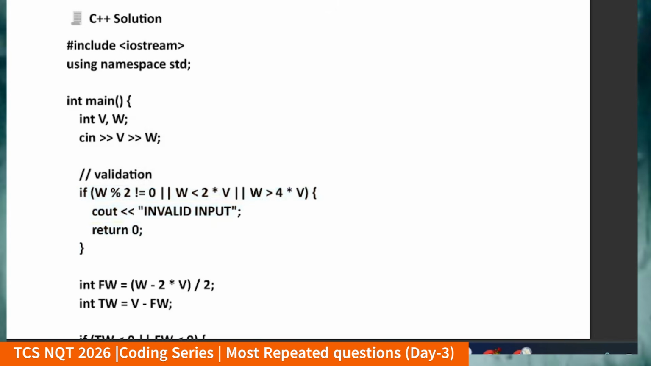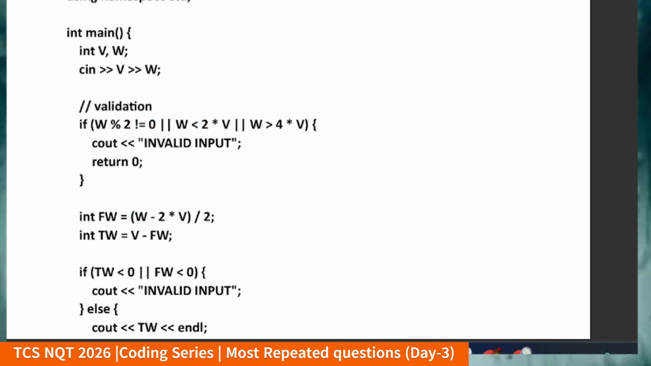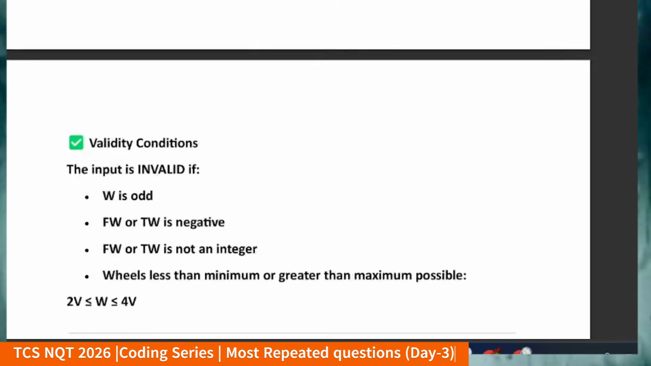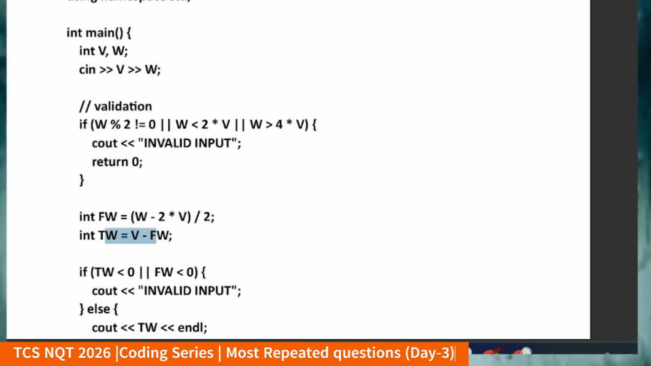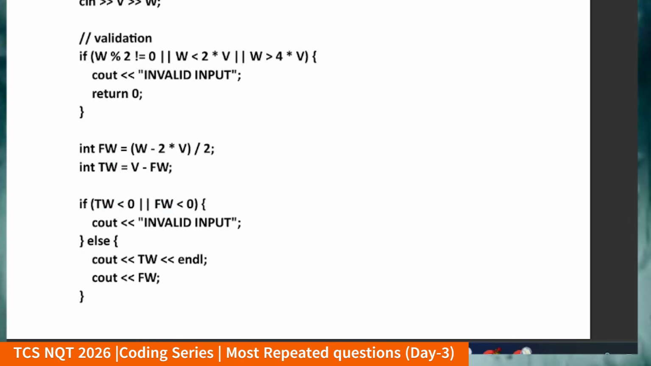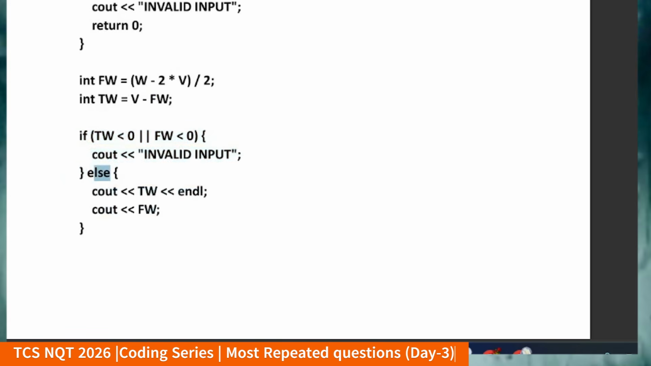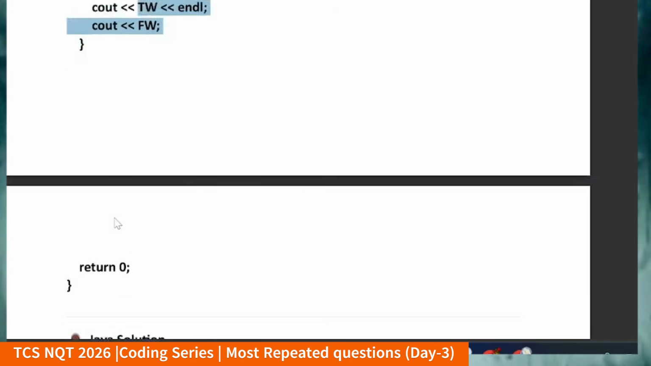Now how we will calculate the number of two wheelers and four wheelers. FW we have already calculated with the formula, FW equal to (W minus 2 into V) by 2, and TW equals V minus FW, just putting this. Now if TW is less than 0 or FW is less than 0, again it can't be a negative value, so we will output invalid input, otherwise cout TW and FW, the two wheelers and four wheelers you will get. So this is the important solution, and I think it is quite easy.